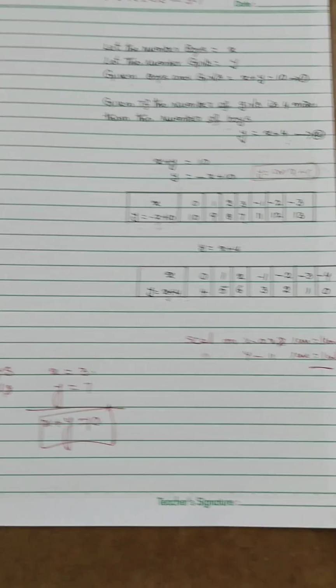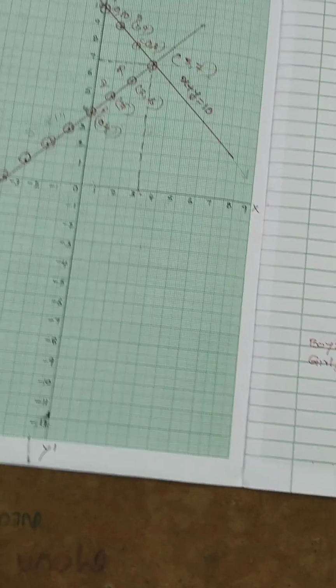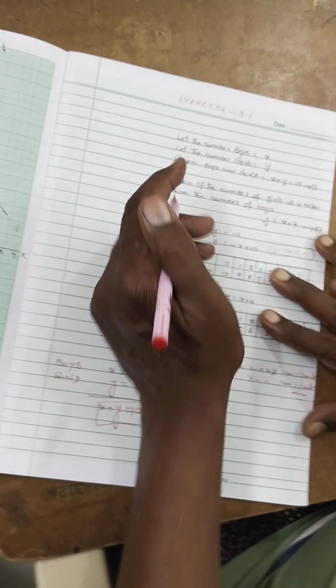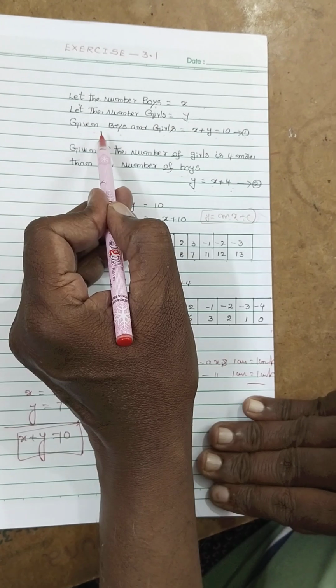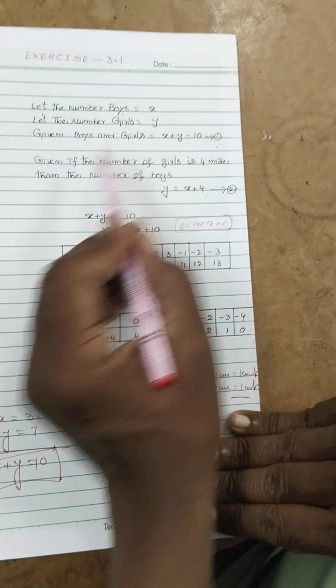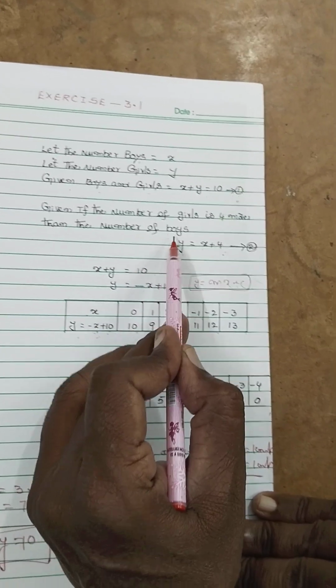Observe the question properly. I explain briefly again. See this one, like this graph and the matter. I am once again explaining. Please observe it. So let the number of boys is equal to x, let the number of girls is equal to y. Given boys and girls, x plus y is equal to 10. Say equation number 1. Given the number of girls is 4 more than the number of boys.